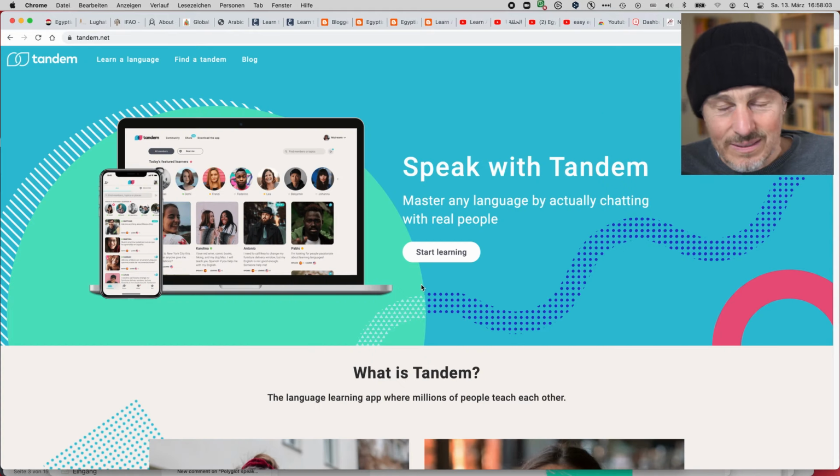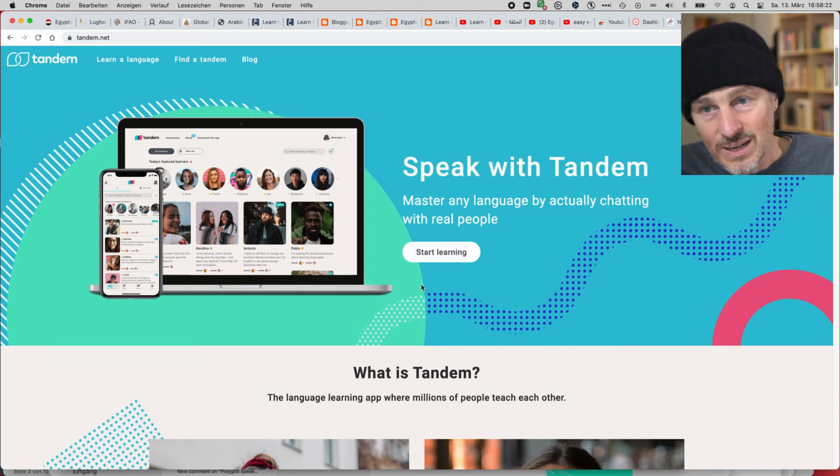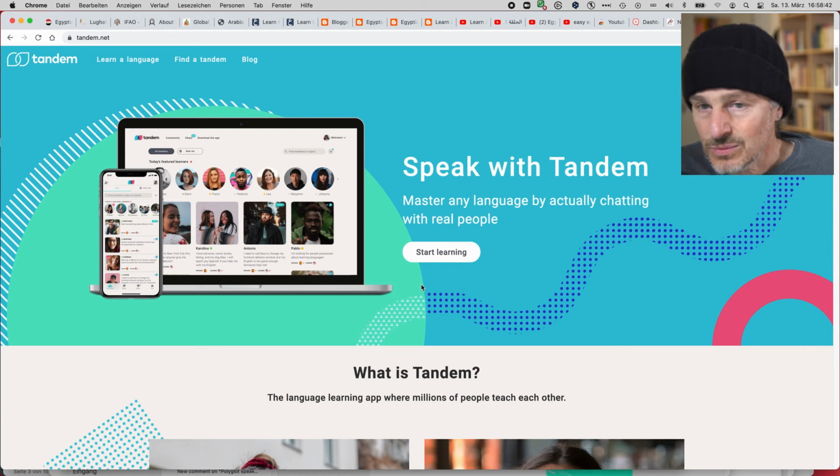Tandem. Tandem is also fantastic, but Tandem is, as the name already says, an exchange thing. As far as I know, Tandem is made in Germany, Berlin. It is great, it is a big, big thing. You can find a lot of languages here, and it's also quite easy to get in touch with people, to talk to people. Well, of course, it depends on which language you want to study or practice. The languages you need are not always available.